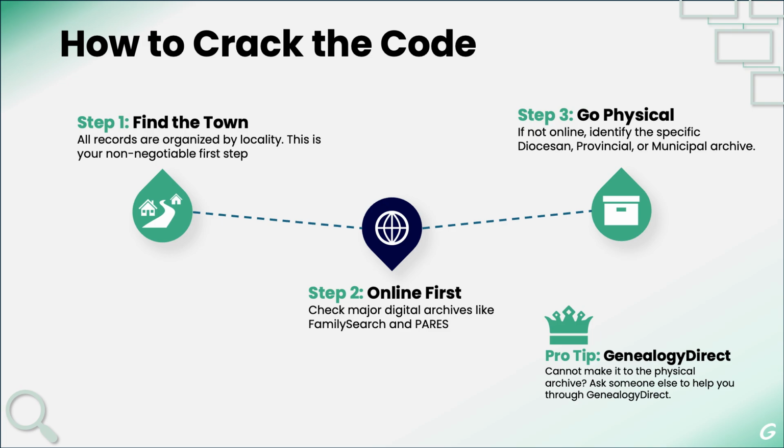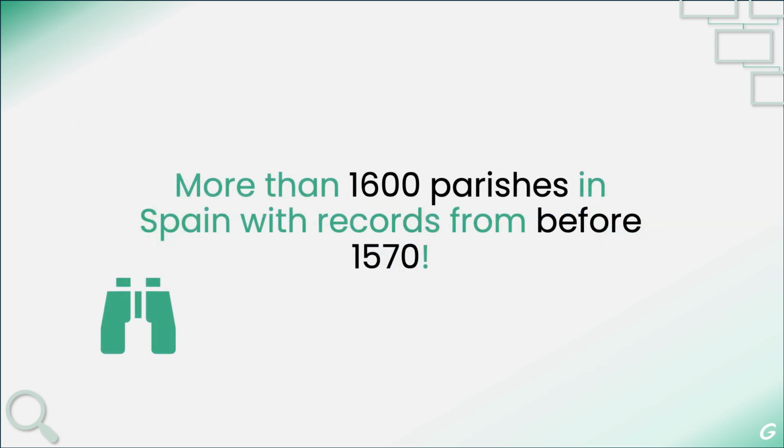If you come up empty, then it's on to step 3, figuring out which physical archive, diocesan, provincial, or municipal, has the actual books. Just look at this number for a second. Over 1,600. That is the number of parishes in Spain that have records that survive from before the year 1570. That's just mind-blowing. It speaks to how incredibly well these records were preserved. And what it means for you is that tracing your family back to the 1500s, that's not some genealogical fantasy. For many of you, it's a completely realistic goal.